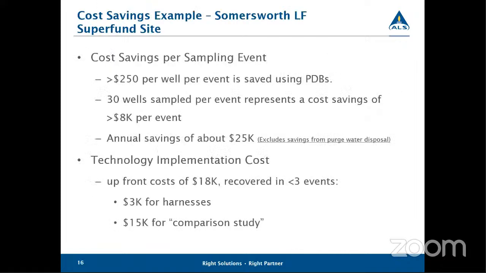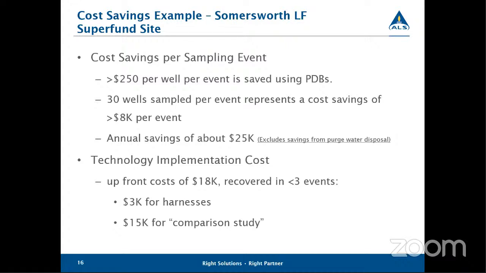This is just a little demonstration of a cost savings analysis that we were looking at for a Superfund site versus using conventional sampling techniques. We were able to determine time savings, cost savings, lowered expenses. You're able to save about $250 per well per event using passive diffusion bags to sample for VOCs. This particular site had about 30 wells sampled per event. So I'm really saving about $8,000 per event.